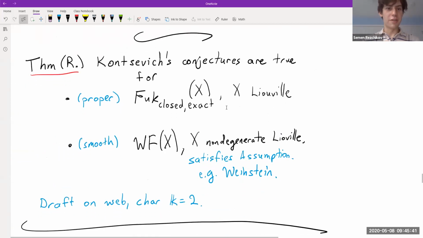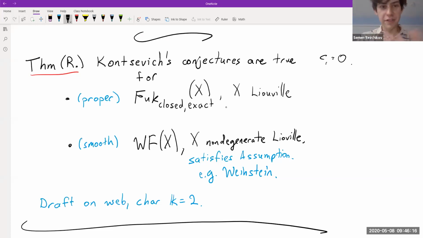Okay, so here's a statement. These Kontsevich conjectures are true for the category of closed exact Lagrangians in a Liouville domain. And if I want this to be graded, I need it to have C1 equals zero. And likewise, for the wrapped Fukaya category of a non-degenerate Liouville domain, which also satisfies this assumption that the diagonal bimodule is generated by the Yoneda modules. So, for example, if this Liouville domain is actually Weinstein by work of GPS. And again, to have gradings, you need to say something like C1 equals zero.